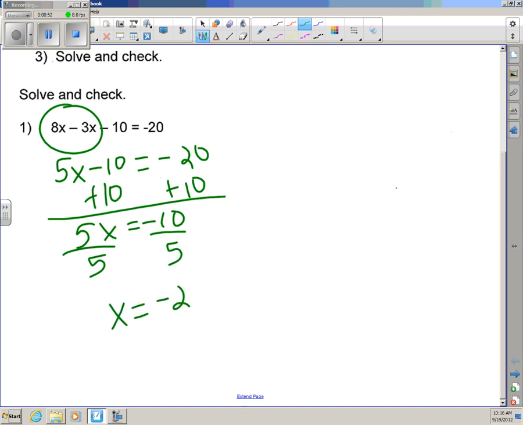Again, you can check on your own if you like. I'll show you a quick check on this one. Checking does not have to be shown out. You can do it in your head, whatever it might be, but you should always definitely check.